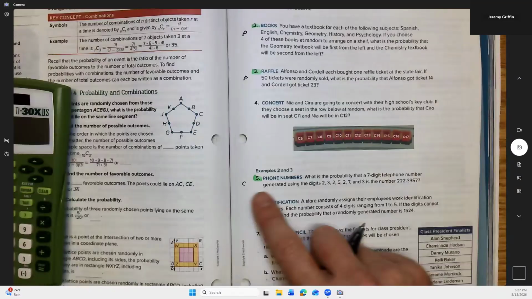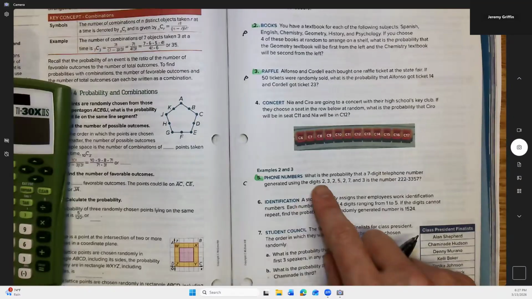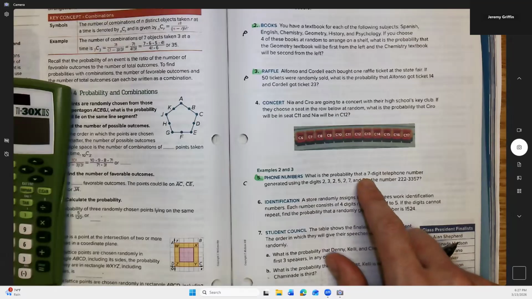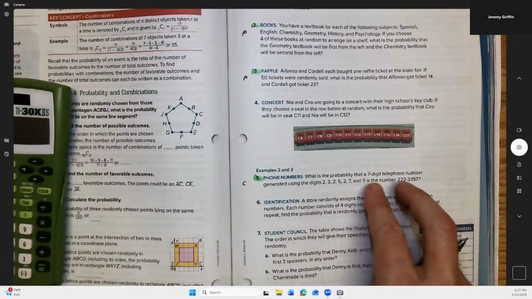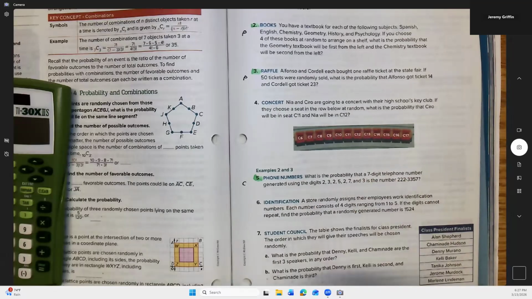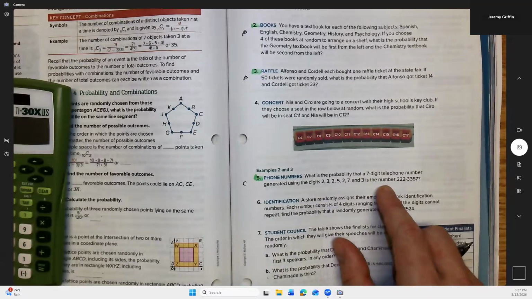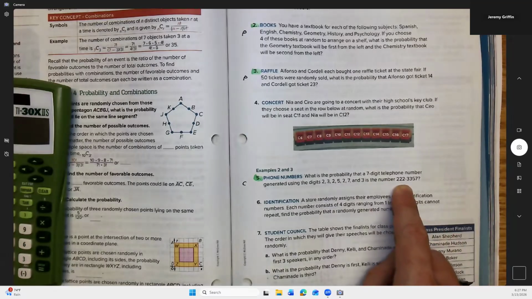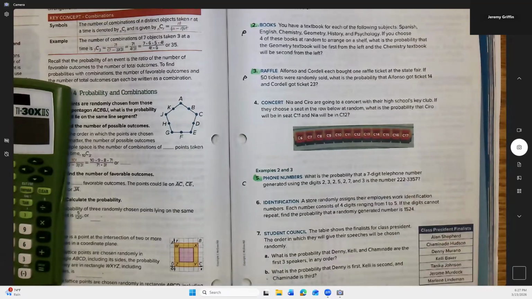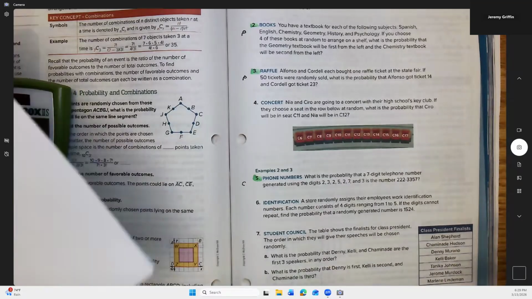Let's do one more here. Number 5, phone numbers. I just marked as C for combinations. What's the probability, there's a little twist to this one now. A 7-digit phone number generated using the digits 2, 3, 2, 5, 2, 7, and 3 is the number 2223357. All right, so I know how to solve this. Trying to remember why I marked this combination. Well, let's play around with it and see.